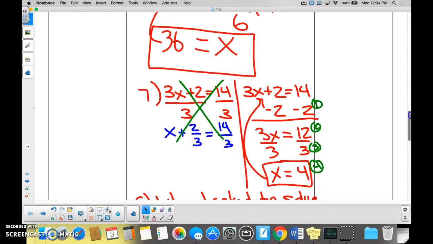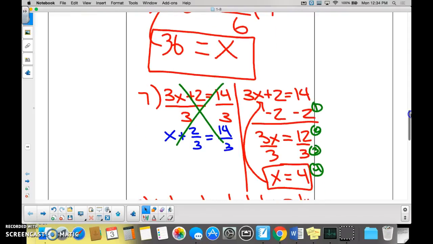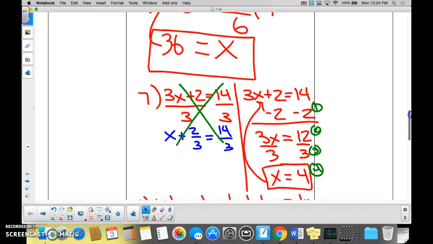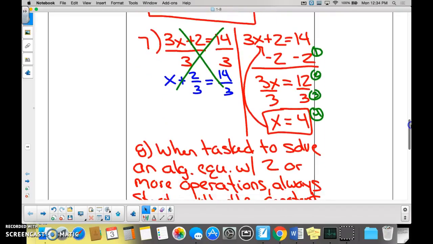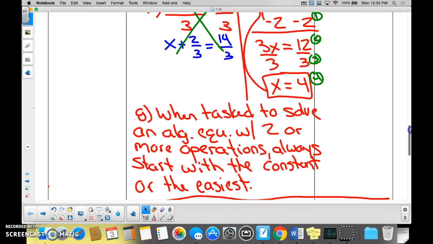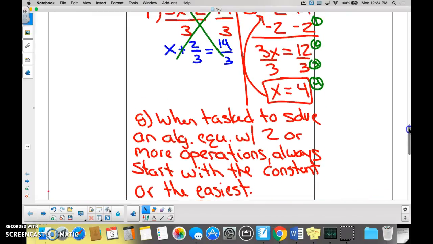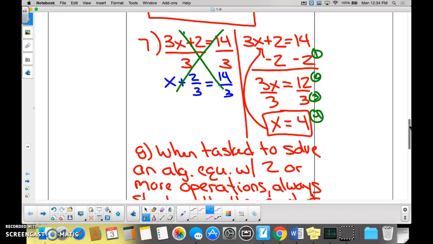Number 7, we have multiple steps. We're multiplying 3 by x, and then we're adding 2 to that. This is a 4-point problem, and we said when tasked to solve an algebraic equation with 2 or more operations, always start with a constant like we did. So if you look at this problem, we said don't do it this way. Instead, we said start with the constant. In this case, it would be subtracting 2 from both sides. Thanks, Kane. Or if that's not the case, if you don't have a constant in there, start with what you think is the easiest task.